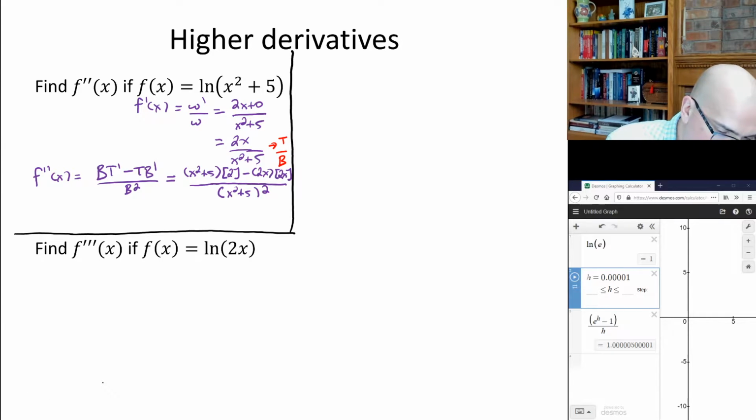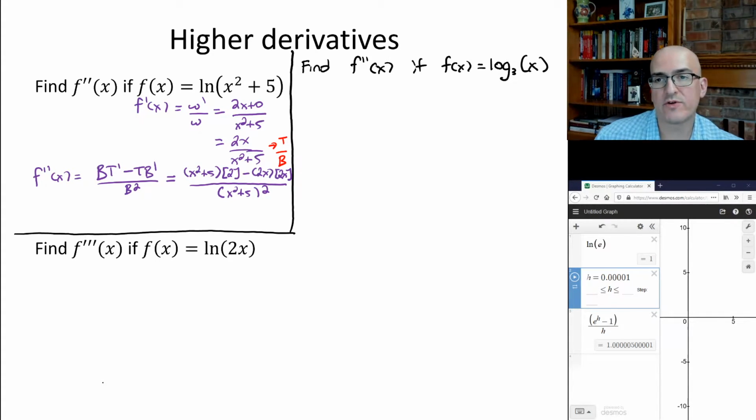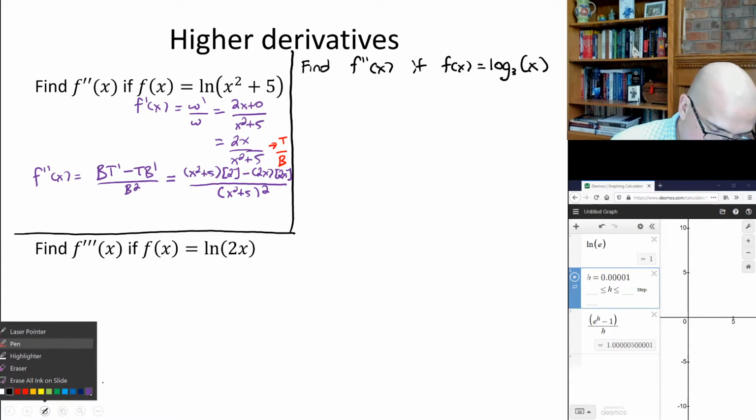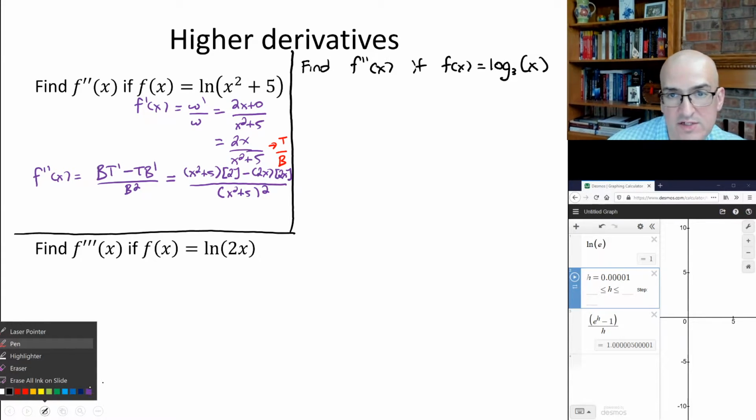Now, I left a space there because I want to show you an example. Find f double prime of x if f of x equals, let's say, log base 3 of x. I want to show you this example because of a peculiar thing that it looks like we have to do that actually isn't that strange. It's just going to look strange.